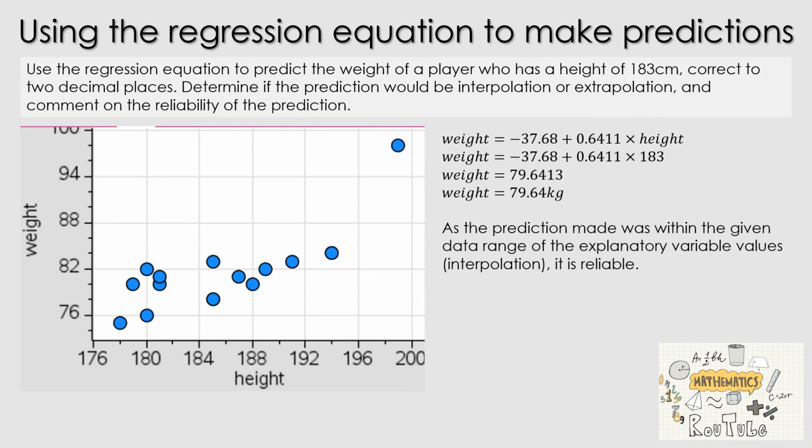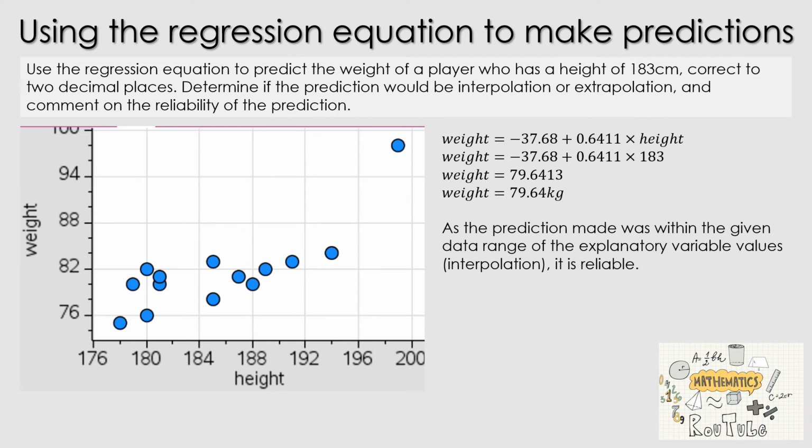So this question here says, use the regression equation to predict the weight of a player who has a height of 183 centimeters and then round it to 2 decimal places. Then the second part of the question says, determine if the prediction would be interpolation or extrapolation and comment on the reliability of this prediction. So I'll leave interpolation and extrapolation for this moment, but we'll just focus on actually using the regression equation to essentially predict and come up with a value.